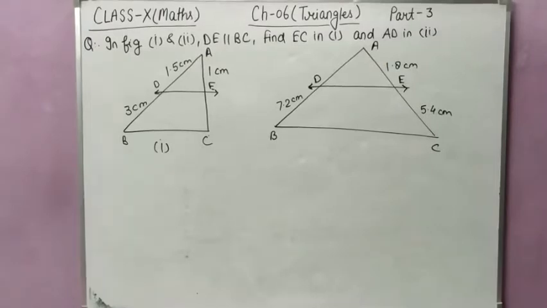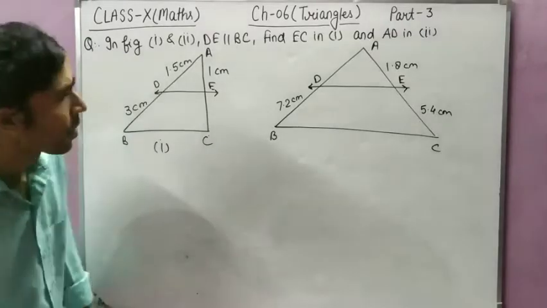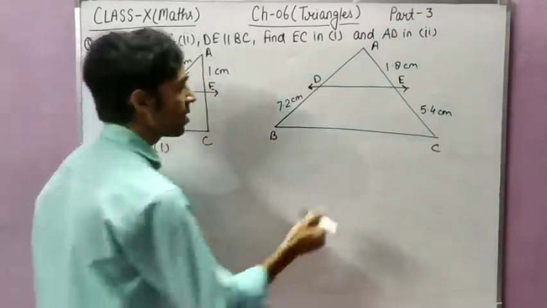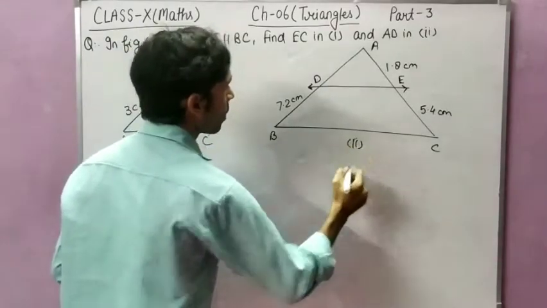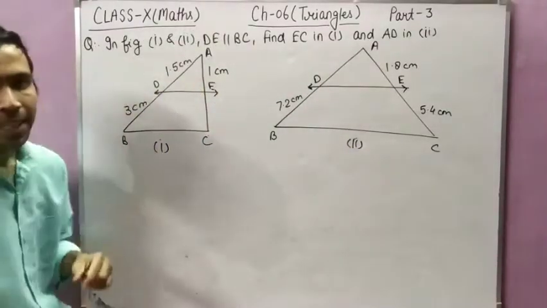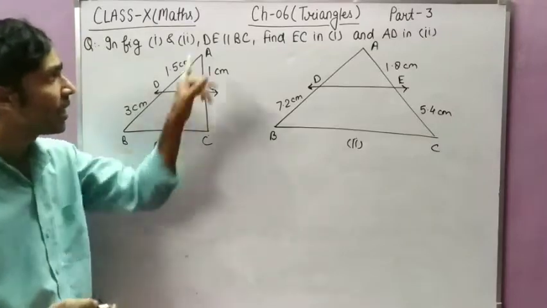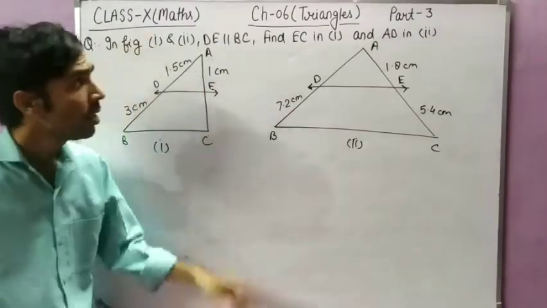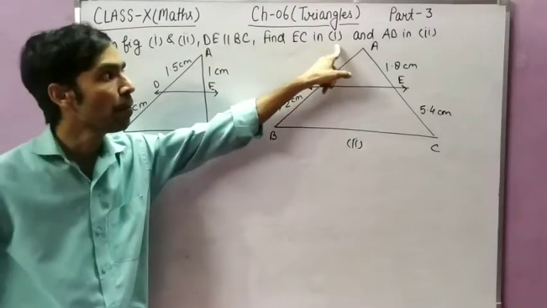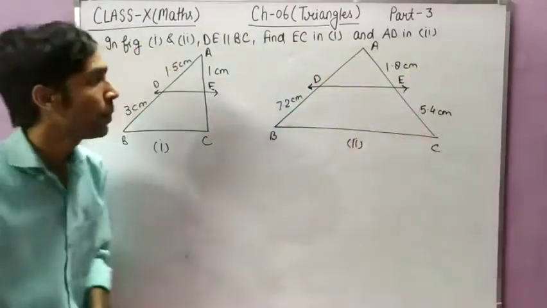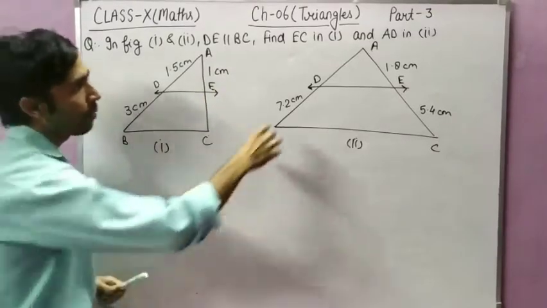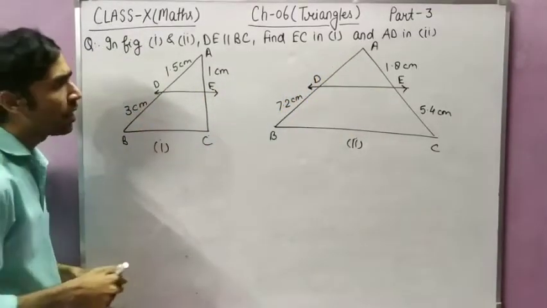Now student, it is the first question based on Thales theorem. So what is the question in figure 1 and 2? This is figure number 1 and this is figure number 2. In figure 1 and 2, DE is parallel to BC. In both the figures DE is parallel to BC. So find EC in the first and AD in the second. Means in the first figure we have to find EC and in the second figure we have to find AD. It is two different questions.